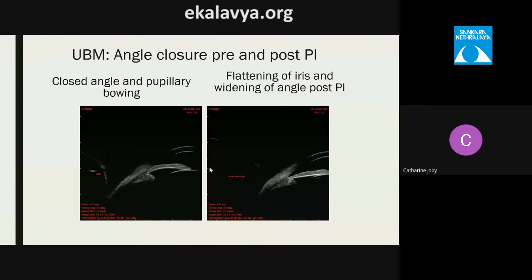This is the ultrasound biomicroscopy of angle closure before and after peripheral iridotomy. The first image shows a closed angle and pupillary bowing, and the second image shows flattening of the iris and widening of the angle after the laser peripheral iridotomy. So you can see in the left image that the iris contour is curved, that is, the posterior iris is curved. So that is the pupillary bowing. And in the same patient following YAG-PI, you can see a flat iris plane, which is the resolution of the pupillary bowing, as the pressure difference between the posterior chamber and the anterior chamber has gone down due to the patent iridotomy.